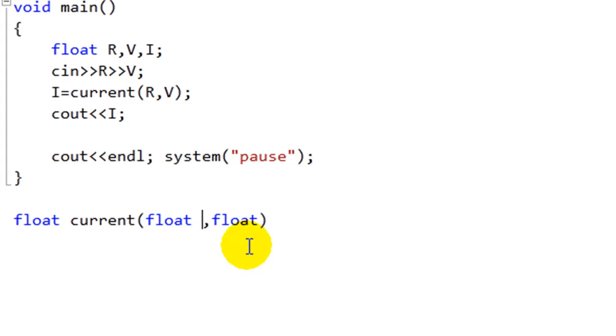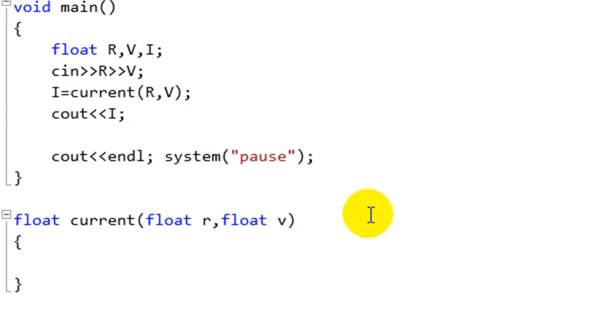So let's say we will use small letters here, r and v. So the value of R will be sent and copied into the small r, and likewise the value of capital V will be copied into small v. This is the function header, and this is the body of the function.